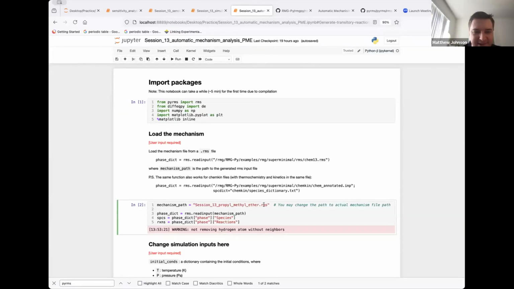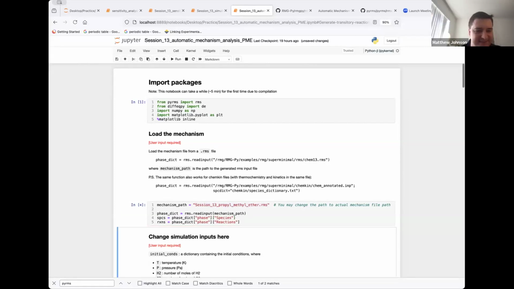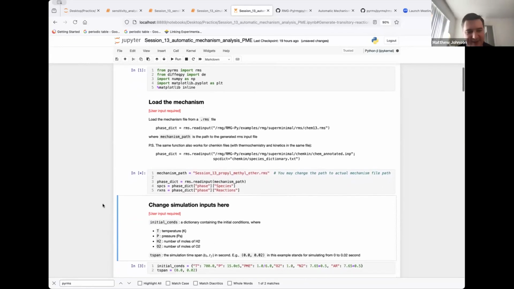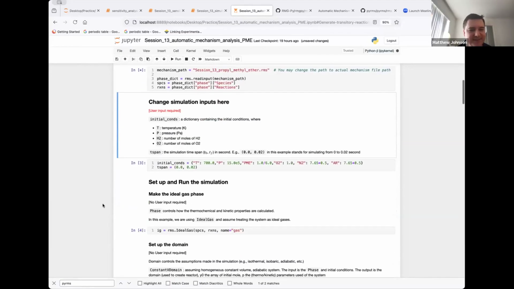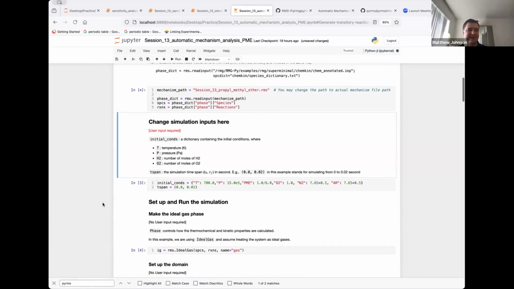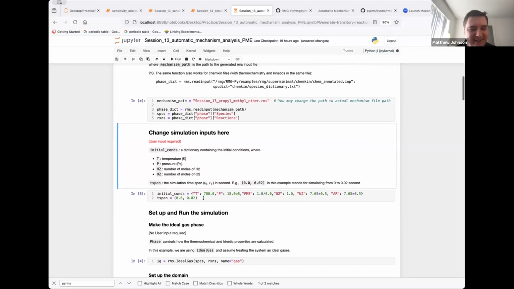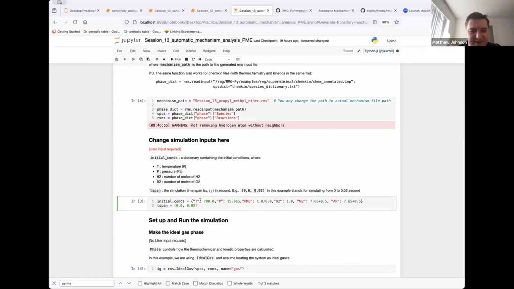Here we're gonna load this propylmethyl ether mechanism. This is much larger. This has about 450 species ish. So it's gonna take a little bit longer to load here. We've got our initial conditions. We're starting at 700 Kelvin, 15 bar, with stoichiometric PME and with air.